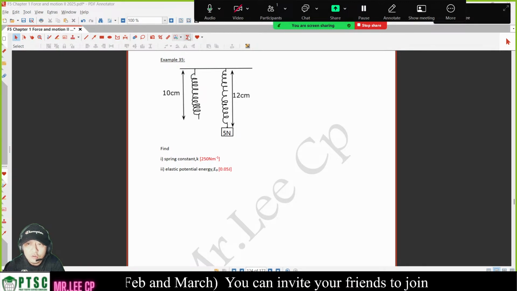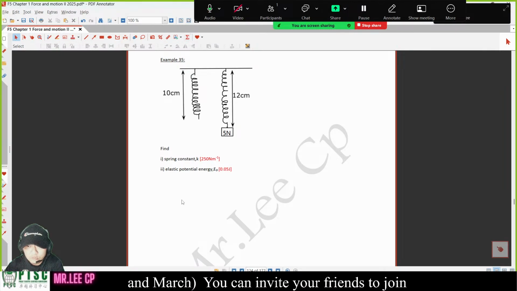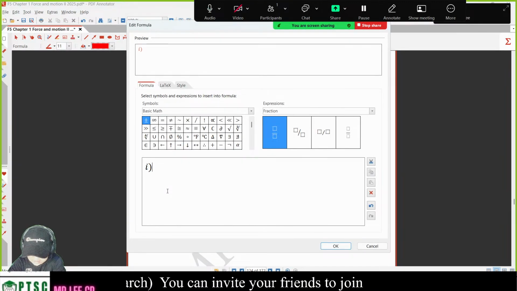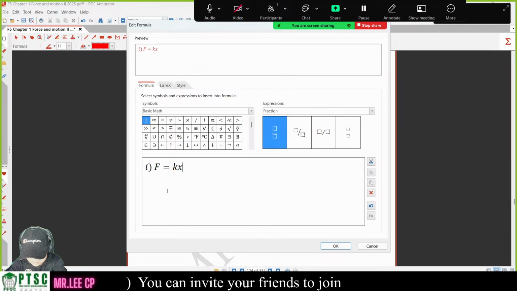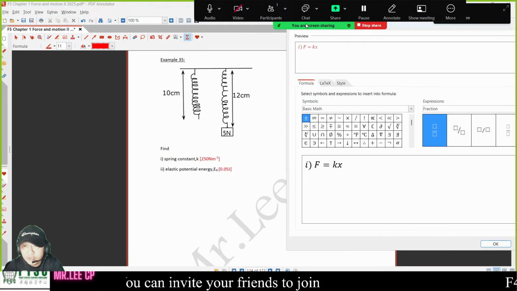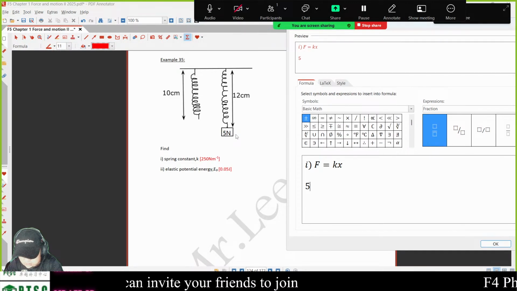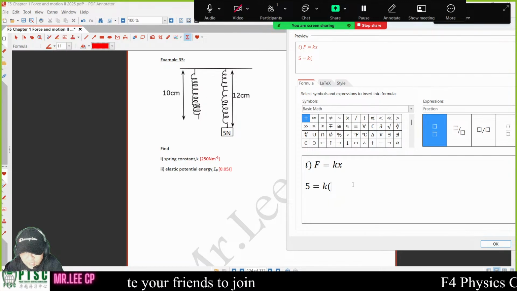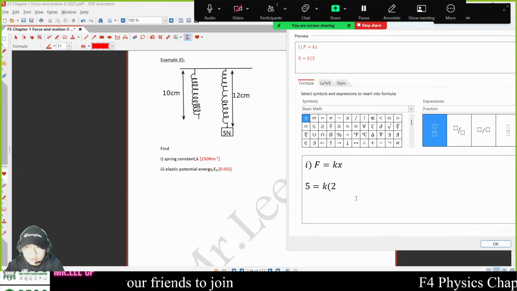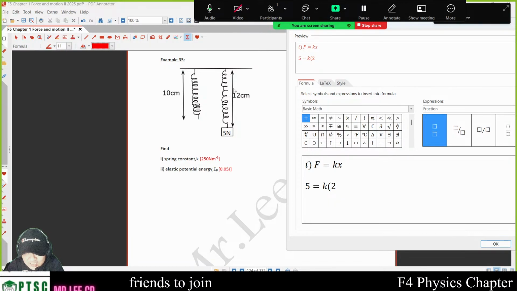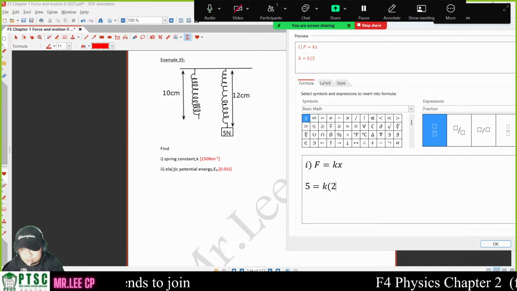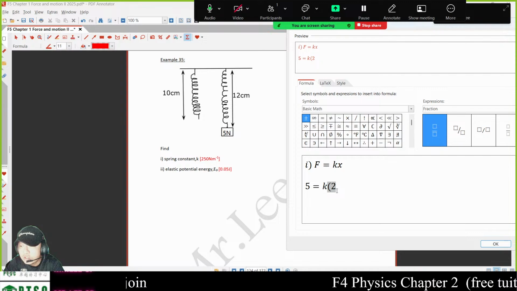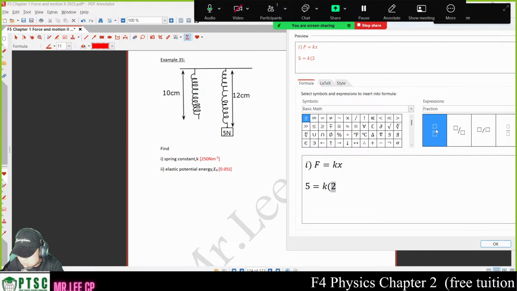Now, never mind, I explain to you, see whether you understand or not. Number one. So F is Kx. F is 5 Newton. K don't know. X is 2 cm. So as I told you, 2 is in cm. If they don't ask you energy, boleh. But now they ask you energy. So you have to change it to meter.